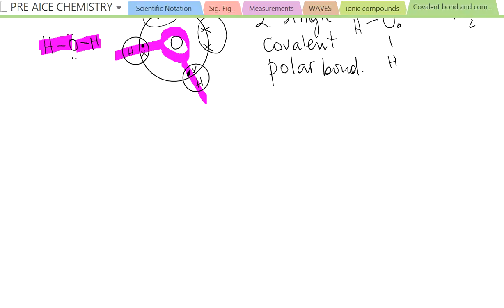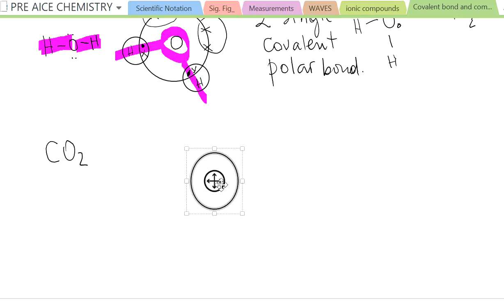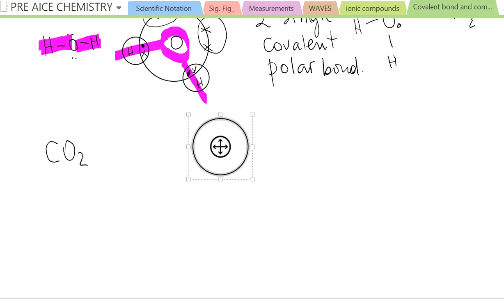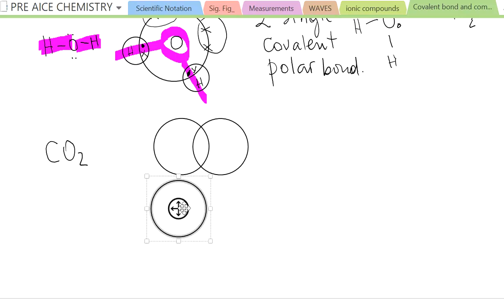Now, let's do the last one for this kind of compounds, and then we're going to see the properties of those. Let's do carbon dioxide. Okay? So that was one of the molecules that we did the other day. So I'm going to put carbon here, and then I'm going to put the oxygen and the oxygen on the other side.